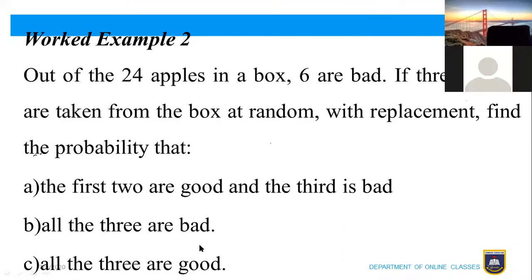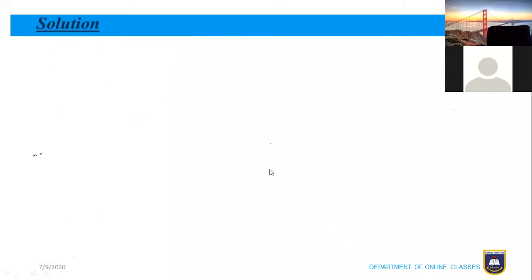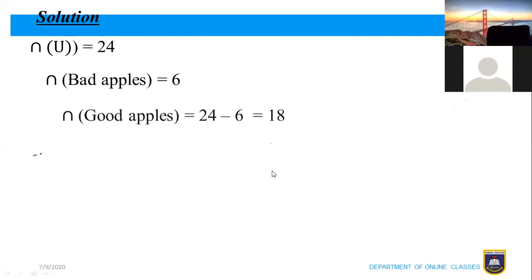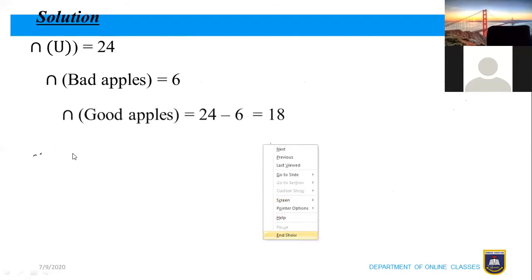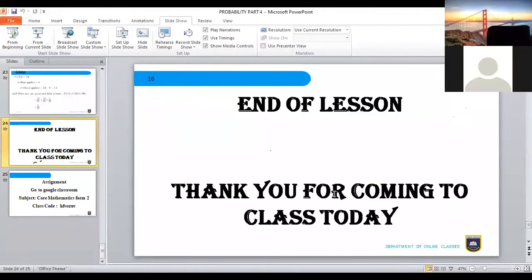This brings us to the end of probability, and our next lesson will be on vectors and bearing. So I want you to start preparing on vectors and bearing before we meet next.